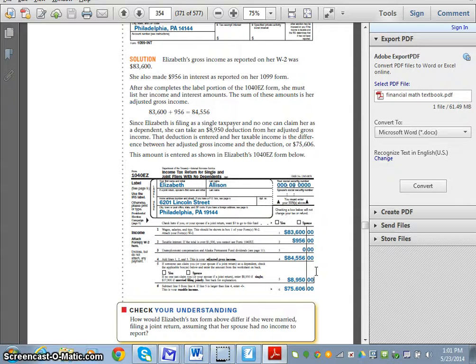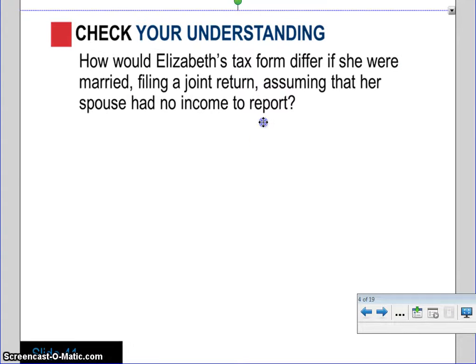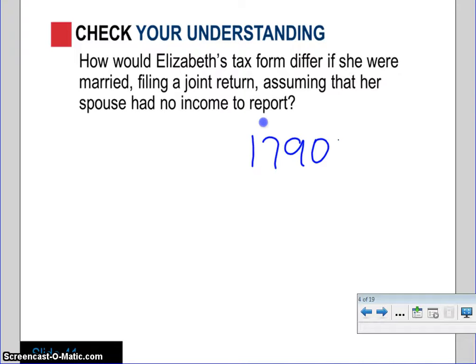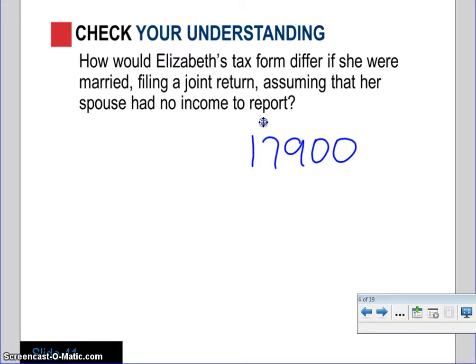So in answer to that question, the only difference would be that $17,900 would replace the $8,950 that is there right now, which would lower the taxable income by another $8,950.